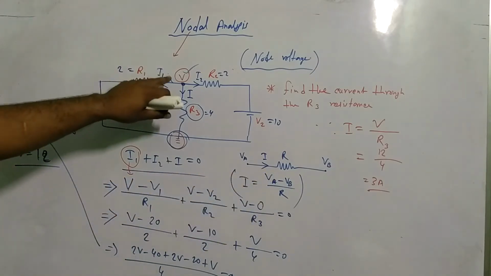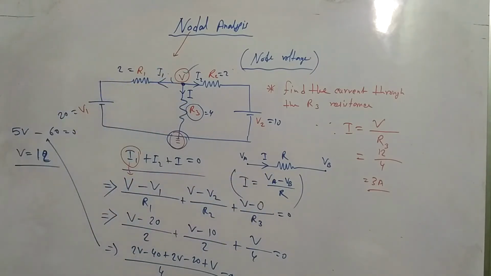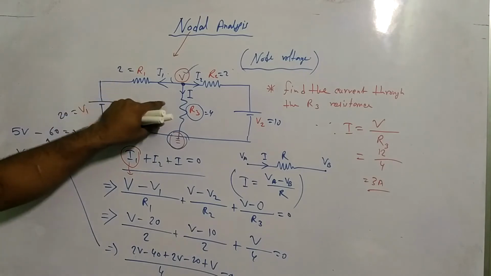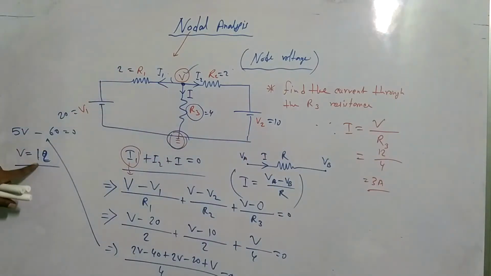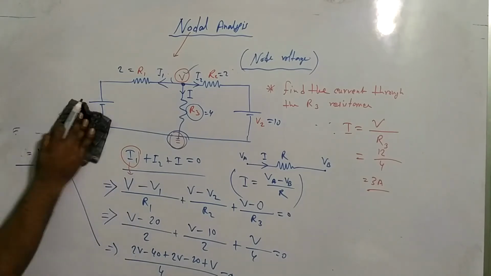If the node voltage is 12, that means this is the voltage across the R3 resistance. R3 drops V. If I find the voltage across R3, then we can say I equals V by R3. So V is 12, V by 4 means 3. Okay, this is nodal analysis.